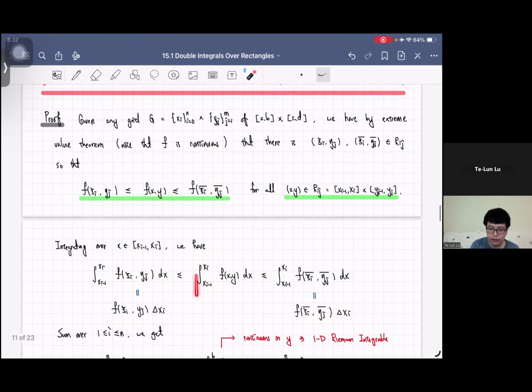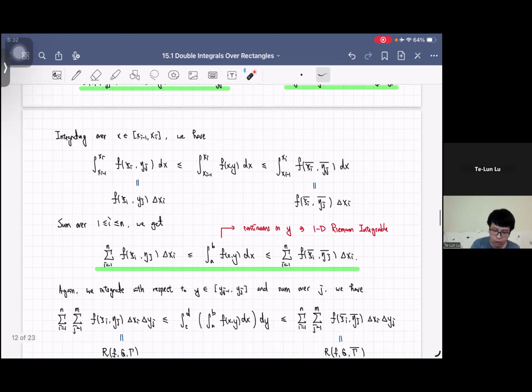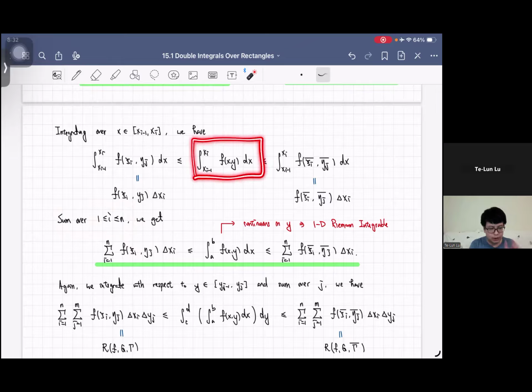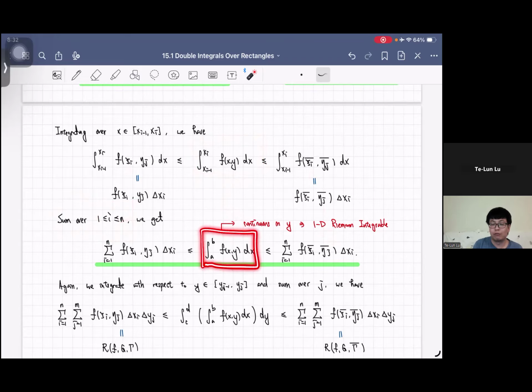Observe that here I only integrate with respect to x from xi minus 1 to xi. And now we sum over i equals 1 all the way to n. This is basically summing up every small region of integration from x naught, which is a, all the way to xn, which is b. So you have this integral from a to b of f of x, y dx. On the left-hand side, I didn't change anything, I just summed it up, and the right-hand side, I also summed it up. Now after integration this is a function of y, right? And it is obviously continuous in y, so it is integrable in the one-dimensional sense.